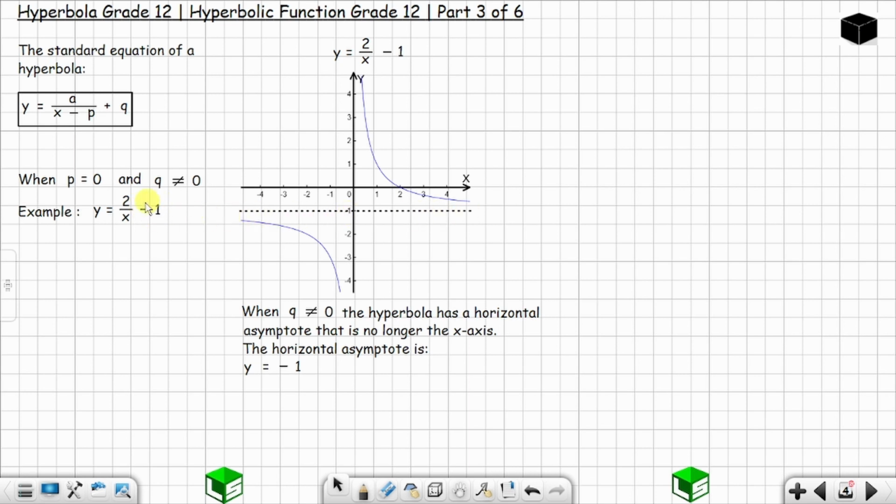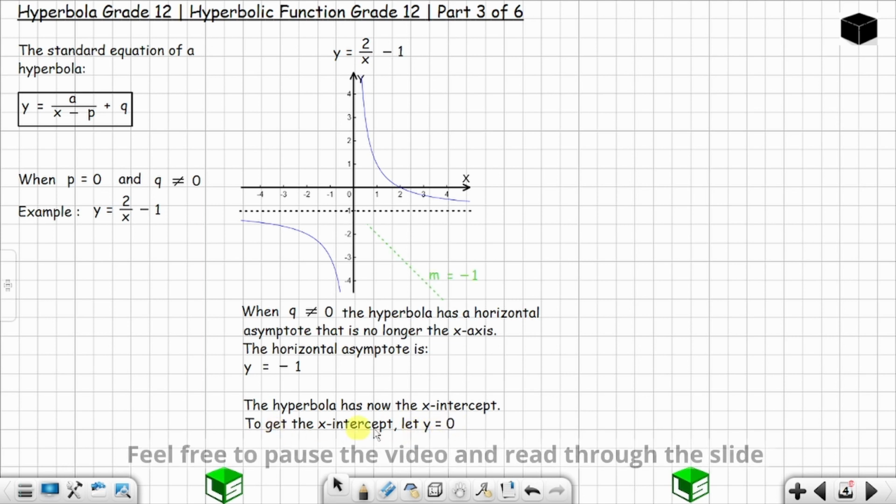You can see the value of Q is -1. So at y is equal to -1, you have the horizontal asymptote. If Q is equal to 0, the x-axis will be your horizontal asymptote. But when Q is not equal to 0, now the hyperbola has got the x-intercept. You can see the hyperbola is cutting the x-axis. You can see this is the x-intercept because Q is not equal to 0. So to get the x-intercept, you let y equal to 0.